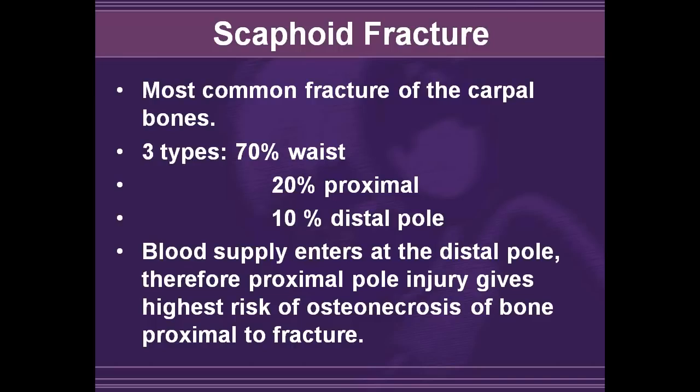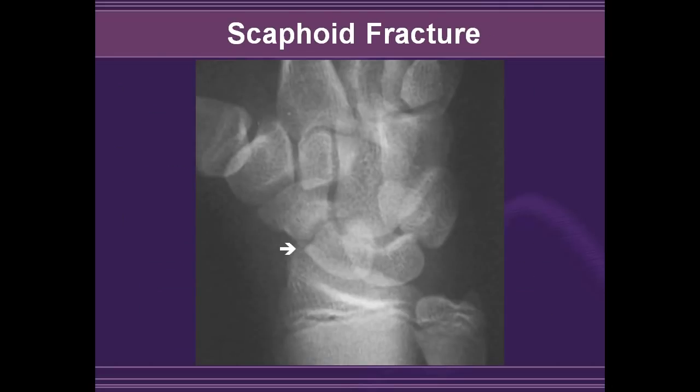The most common is at the waist, 20% are proximal and 10% are distal. It's important to note that 70% are at the waist because blood supply enters at the distal pole, which means closer to the fingertips. So if there is a waist or proximal pole fracture, there may be AVN of the proximal bone as a result of this. This is an example of a patient who has a fracture at the waist of the scaphoid, and they are at increased risk of forming AVN, which means you'll see increasing sclerosis and eventually fragmentation of the bone.